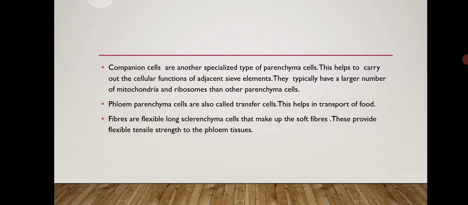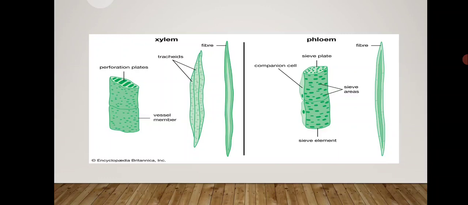Phloem parenchyma cells are also called transfer cells. This helps in transport of food. Fibers are flexible long sclerenchyma cells that make up the soft fibers. This provides flexible tensile strength to the phloem tissues. These are the photos of xylem and phloem. The xylem consists of perforation plates, that is sieve plates.